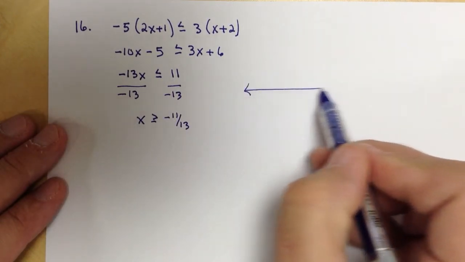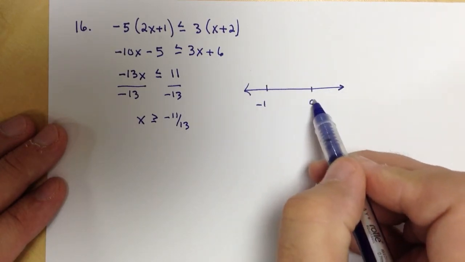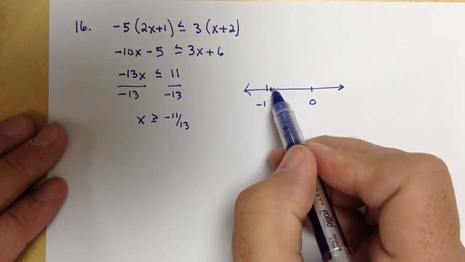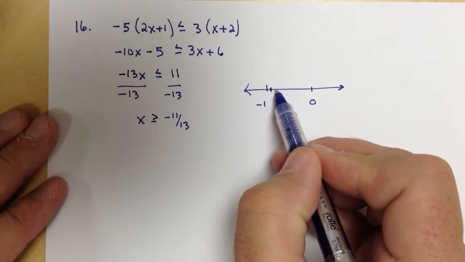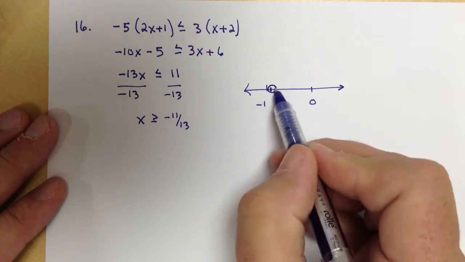And then you'll probably be asked to graph it. Negative 11/13 is a little bit less than negative 1. Sorry, a little bit greater than negative 1. It's going to be a closed circle.